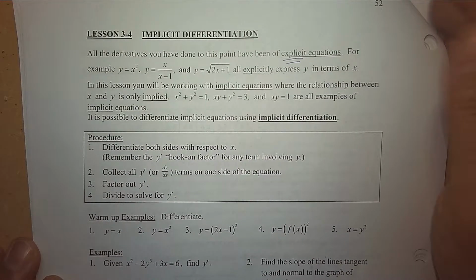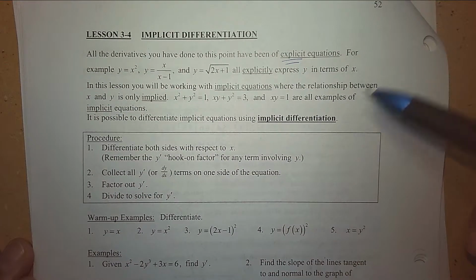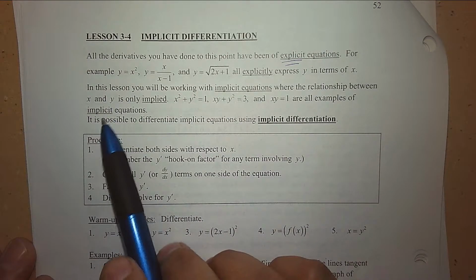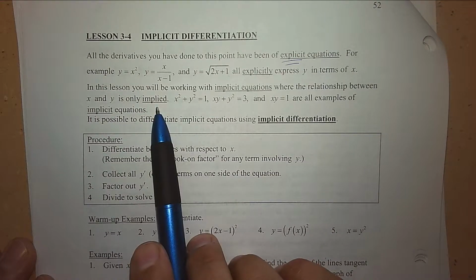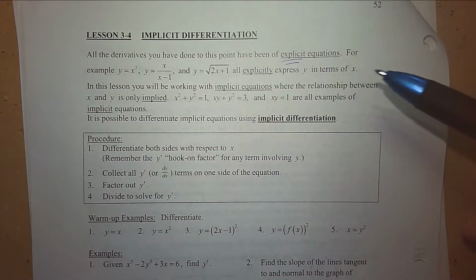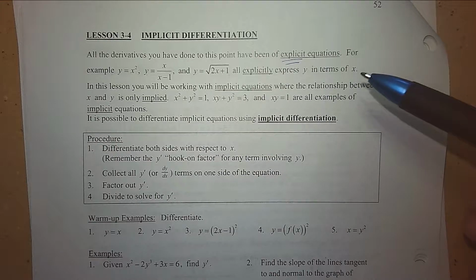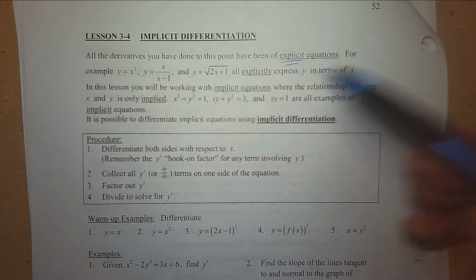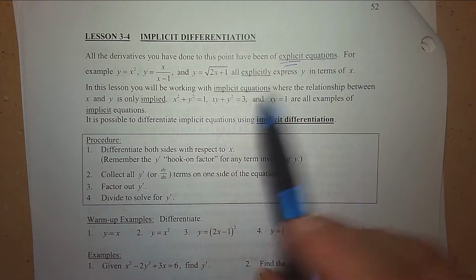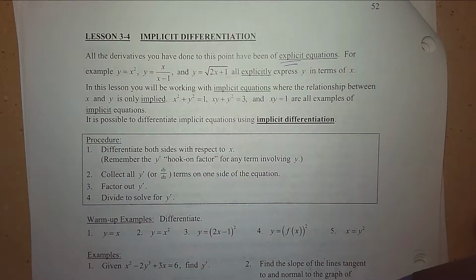In this lesson, you'll be working with implicit. What do implicit equations look like? The relationship between x and y is only implied. It's not direct. X squared plus y squared equals 1. What makes that more implicit is that y is not by itself, right? How about x times y equals 1, or x times y plus y squared equals 3? All of these are examples of implicit equations. And most of the time, implicit means they are not functions. Not always, but not functions.